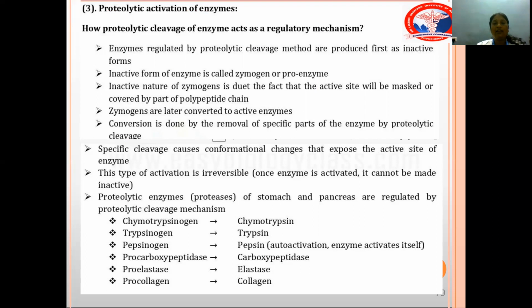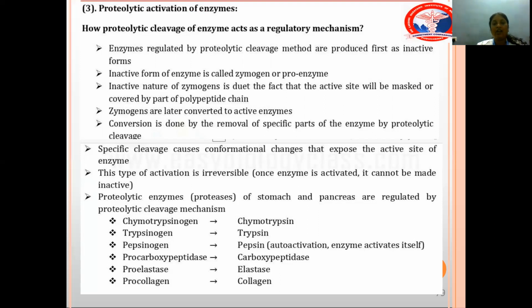Later they are converted into active enzymes by proteolytic cleavage. The specific cleavage causes a conformational change that exposes the active site of the enzyme. This type of activation is irreversible. Once the enzyme is activated, it cannot be reverted back to its original inactive state. All the proteolytic enzymes of the stomach and pancreas are regulated by this proteolytic cleavage mechanism.